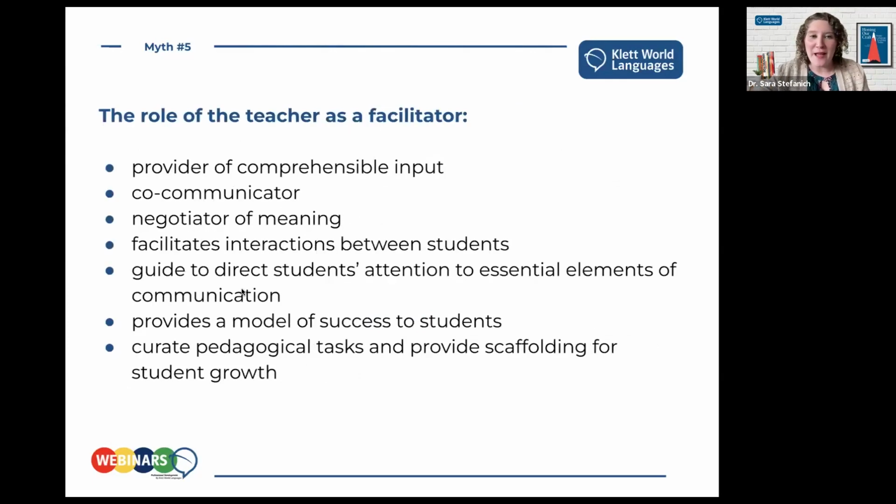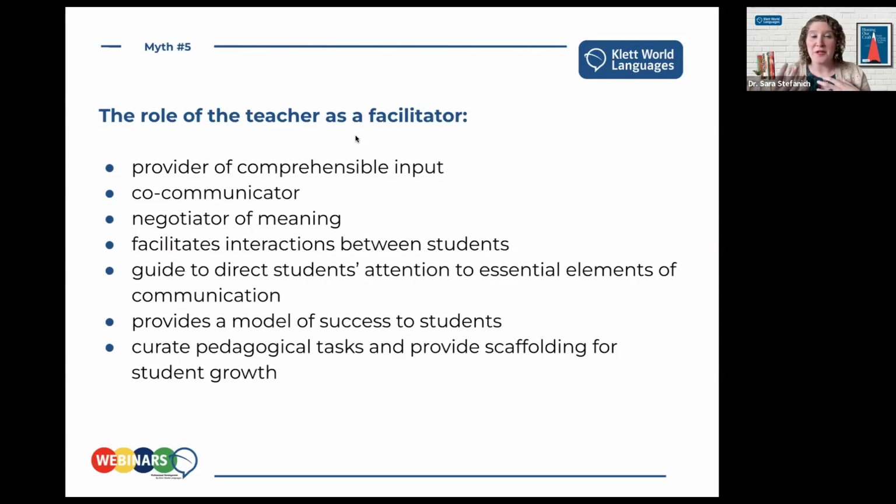And we all know that we're doing quite a bit of work, but it might look different than what they expect teaching to look like in other class subjects. And so I wanted to put together a list of concrete things that the teacher as a facilitator in a communicative classroom is doing. The first one on the list is that the teacher is the provider of comprehensible input to students, particularly in those first years when they're at those lower levels of proficiency.